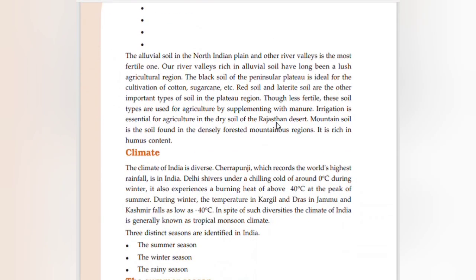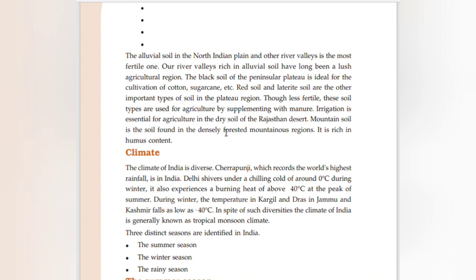Alluvial soil. Alluvial soil in the North Indian plain and other river valleys is the most fertile one. Our river valleys rich in alluvial soil have long been a lush agricultural region. The black soil of the Peninsular Plateau is ideal for the cultivation of cotton, sugarcane, etc. Red soil and laterite soil are other important types of soil in the plateau region. Though less fertile, these soil types are used for agriculture by supplementing manure.